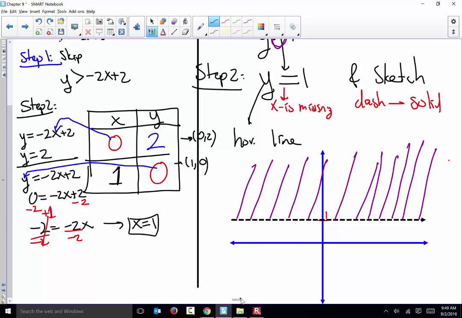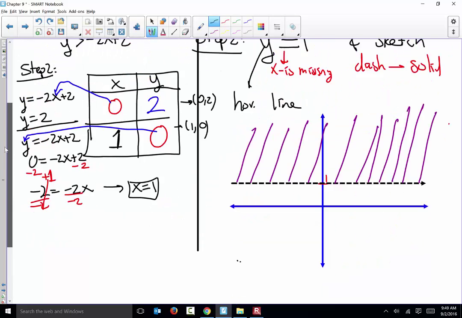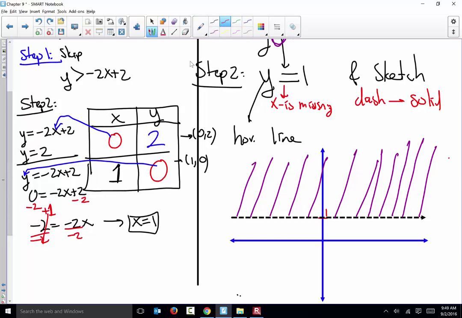Alright, are we ready to plot? Oh, I forgot to decide something. Is this a dashed line or solid line? Dash or dotted. Use dash. Okay, I will keep that in mind.